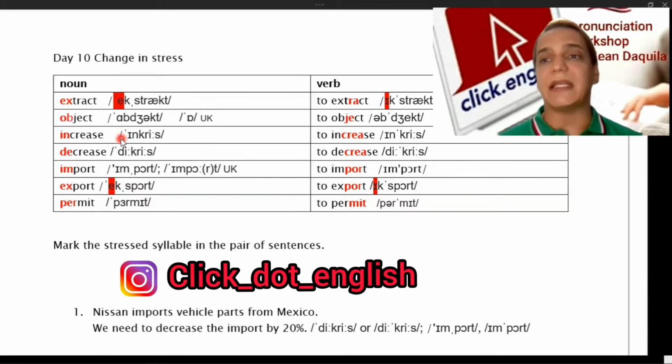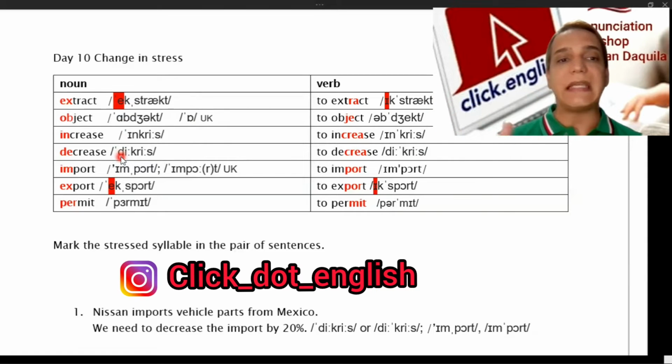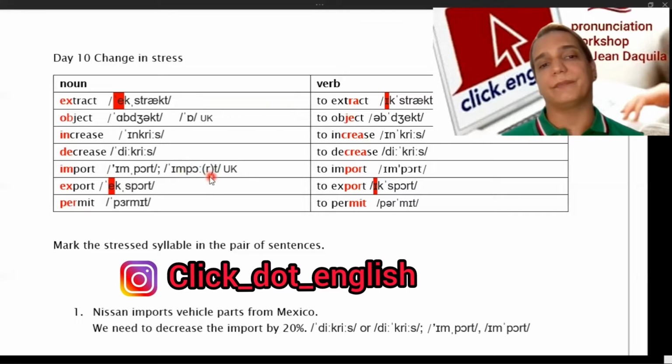I have the increase in prices, and there is a decrease, the decrease. Okay, the import, or British, the import. All right, well, the Irish people would pronounce this R like the American. Okay, the import, and the export, and the permit. When it is a verb, the stress is always on the second syllable. Okay, so I have to extract.